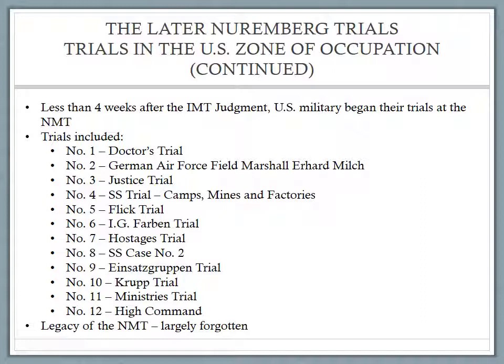The NMT, so the U.S. zonal trials, applied the IMT charter and judgments as precedent. And the NMT defined the crimes that were charged using elements, right? As we described with the crime of genocide last week, crimes have elements. They have an actus reus, the prohibited act. They have the mens rea, the mental state you have to have, those sorts of things. The NMT trials really fleshed out the crimes using elements and set the foundation for modern international criminal law.